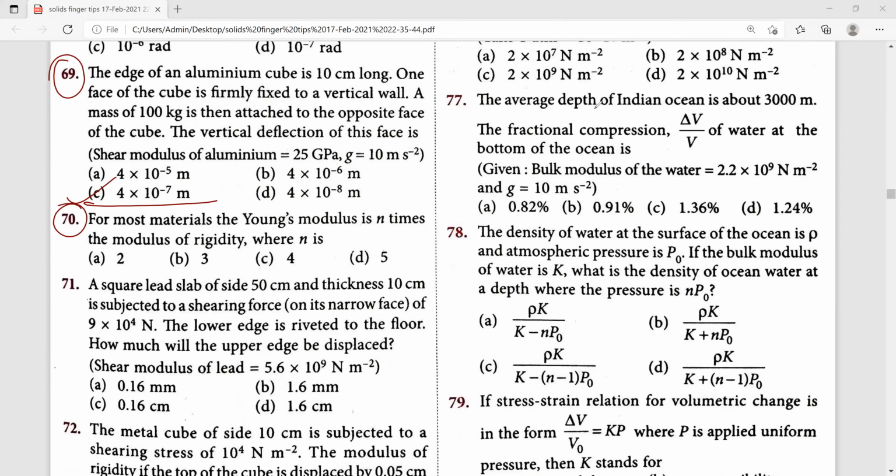Next, 70th one. For most materials, Young's modulus is n times the modulus of rigidity, where n is. 4 options they have given. So for most materials, modulus of rigidity is 1/3 of Young's modulus, and that is given by neta is equal to 1/3 into Young's modulus, or Young's modulus is equal to 3 times neta. Therefore, n value is 3. Therefore, the right answer is B1.